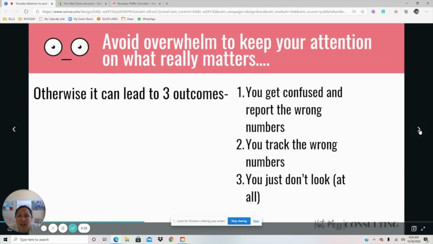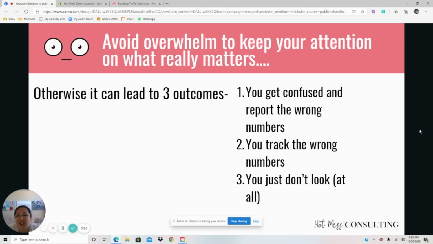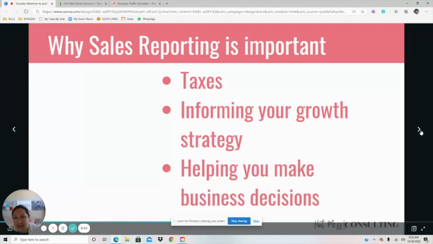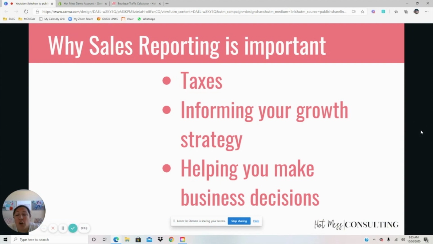So the thing is, you really want to avoid overwhelm though, to keep your attention on what really matters, because otherwise you can get confused and worry about the wrong things. You can literally track the wrong numbers, or you can just avoid looking at all of it altogether because you don't want to make a mistake. And that's the last thing that you want to happen. Because the truth is that reporting and all of your data analytics are really important, not only for taxes, which let's not talk about that right now, but also for informing your growth strategy.